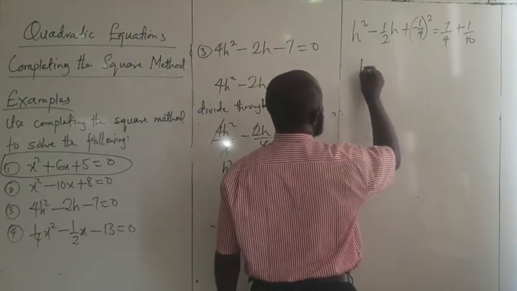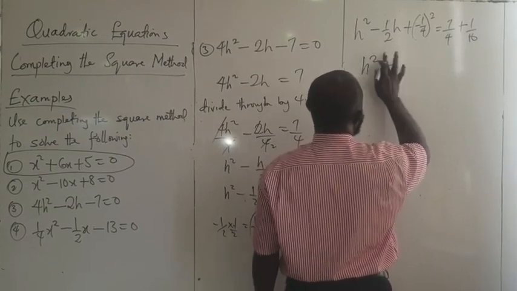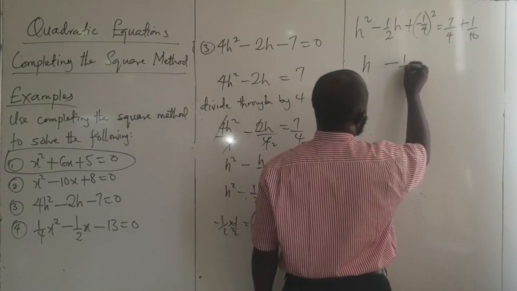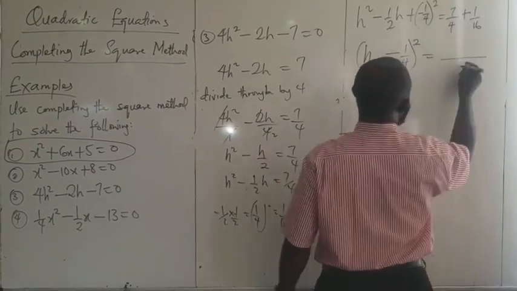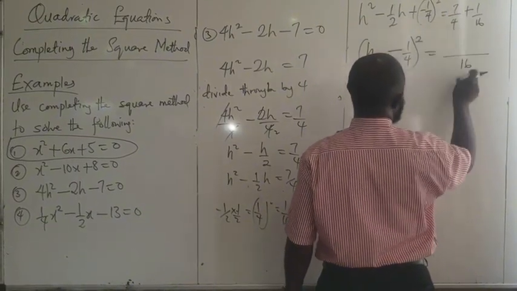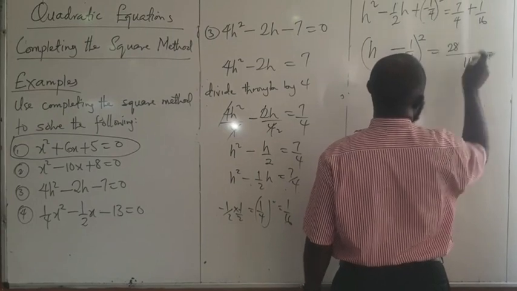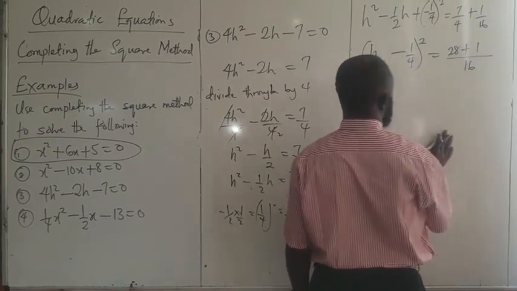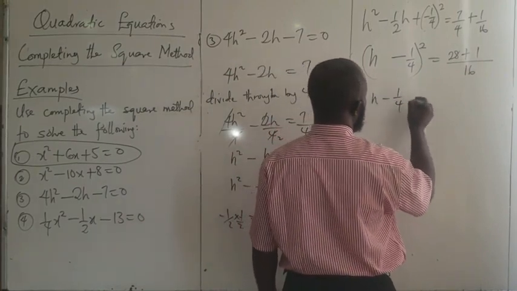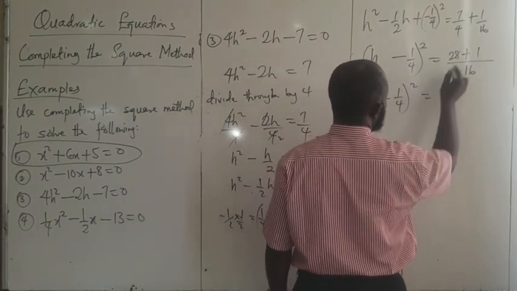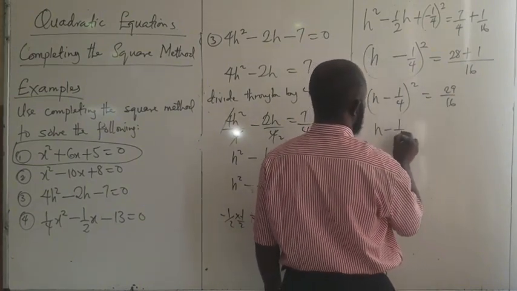Factorizing this one, we're going to have h squared minus h minus 1 over 4, everything squared, equals what? We find the LCM of this, which is 16. So 4 in 16 is 4, 4 times 7 is 28, 16 is 1, that is 29. So we have h minus 1 over 4, everything squared, equals 29 over 16.